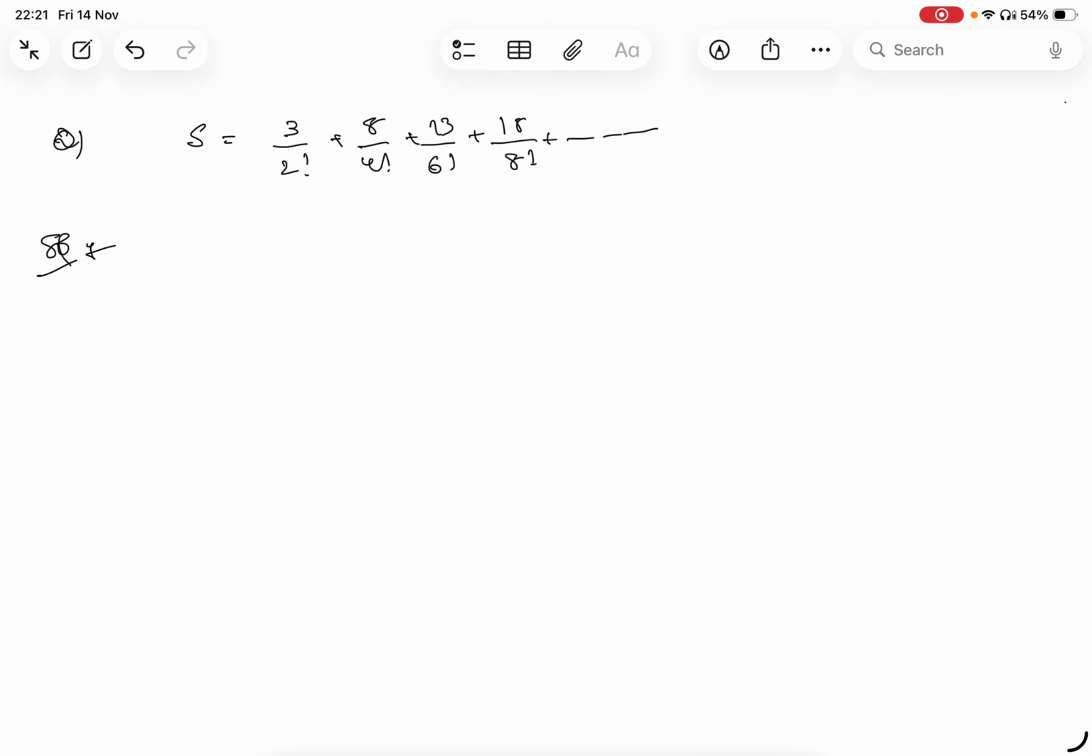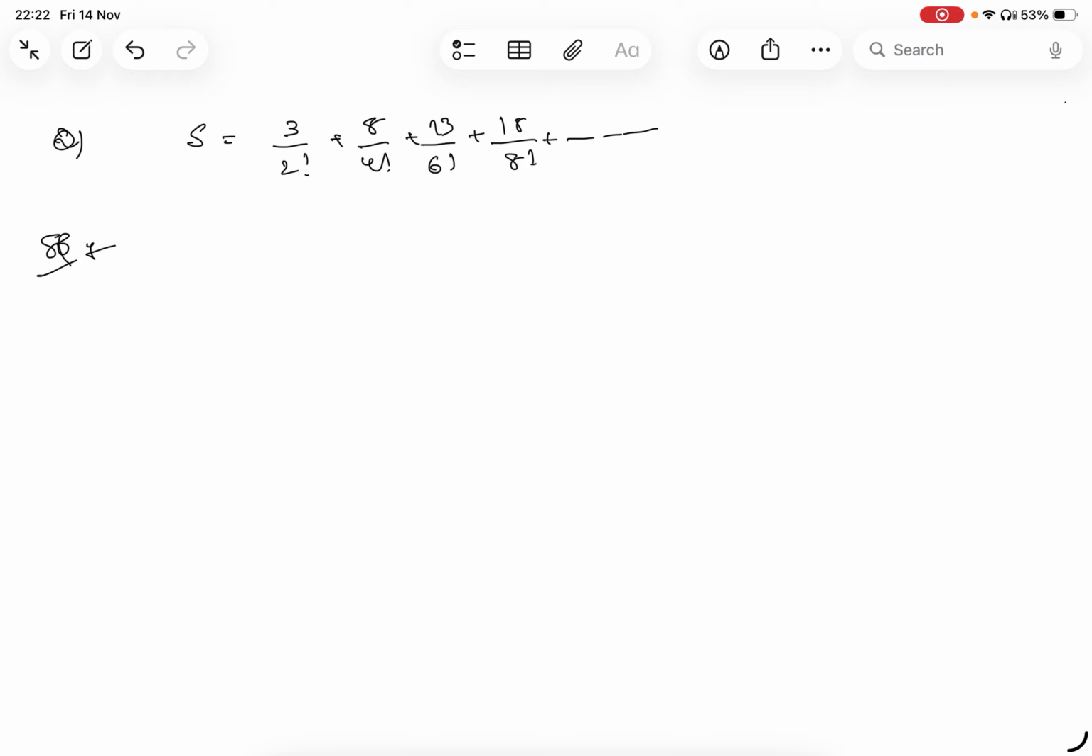So let's start. As you can see in the numerator, the difference between the terms is 5, right? 3 plus 5 is 8, 8 plus 5 is 13, 13 plus 5 is 18. And in the denominator, everything is an even number factorial: 2 factorial, 4 factorial, 6 factorial. There is one more interesting thing about the numerator: everything is 2 less than 5, 10, and so on. 3 is 5 minus 2, 8 is 10 minus 2. Similarly, 13 is 15 minus 2, 18 is 20 minus 2.